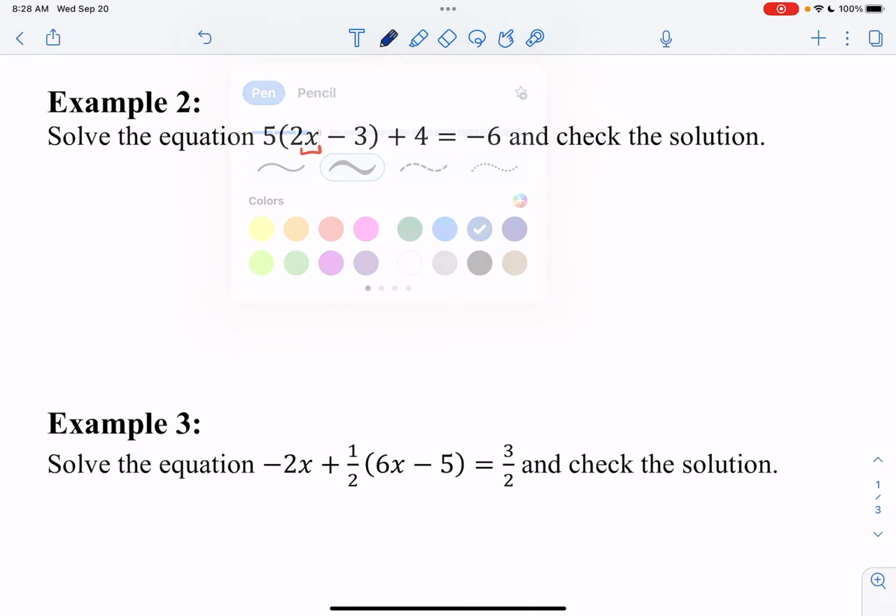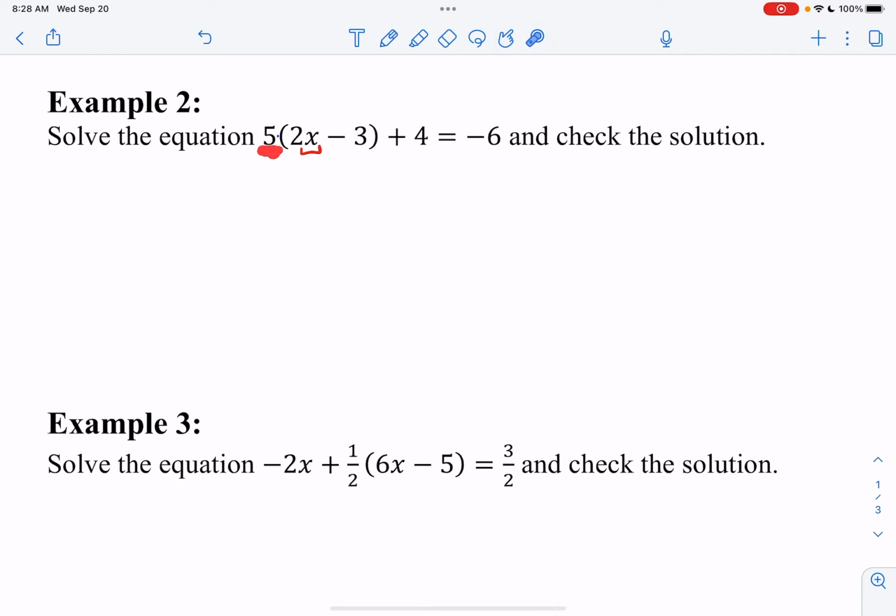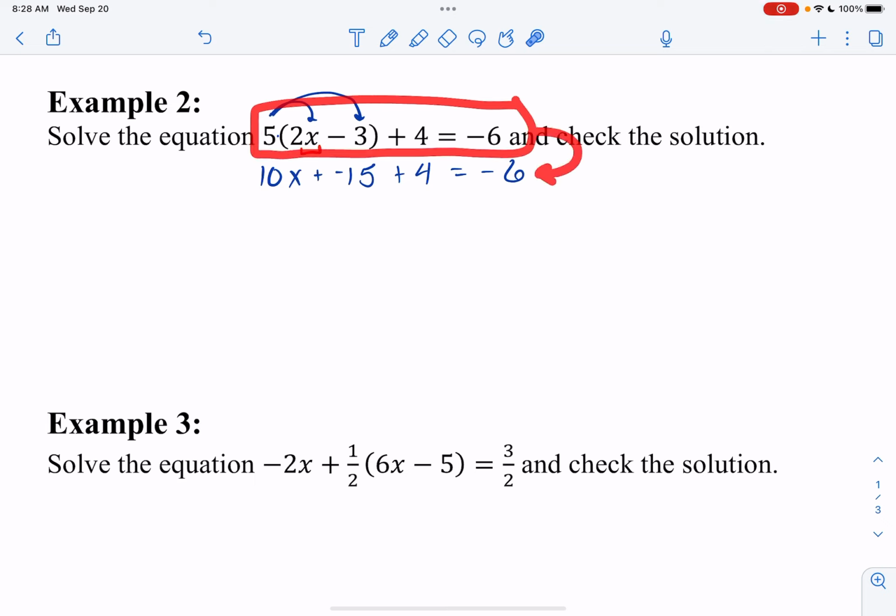To do that, this 5 is multiplied out front here. So I'm going to take this 5 and distribute it in. I'm going to take the 5 times the 2x, which is 10x. And then the 5 times, this is technically a negative 3 because of that negative sign, so I'm going to write it as plus a negative 15, plus 4 equals negative 6. Now I always want to look: is this mathematically equivalent to my next step? Notice I've lined up my equal signs nicely. Yep, they are mathematically equivalent.